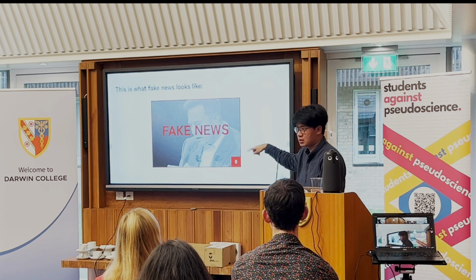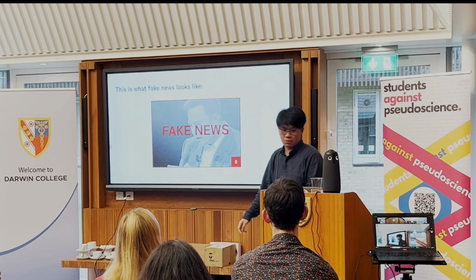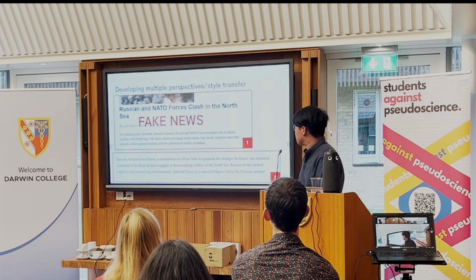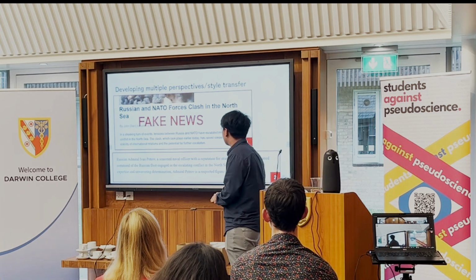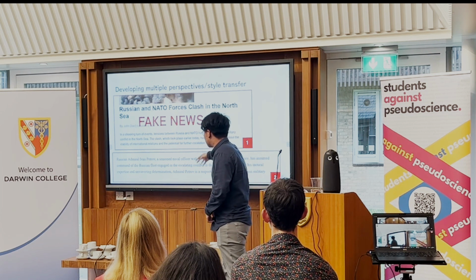It will have a box. It will say fake news if it's big enough. And then on the bottom, there will be a numbering system so that we can keep track of our different items. So first of all, multiple perspectives and style transfer. Here we can see a fictional story about Russian and NATO forces clashing in the North Sea. So this is 1 and 2. So you can see that there's GPT.